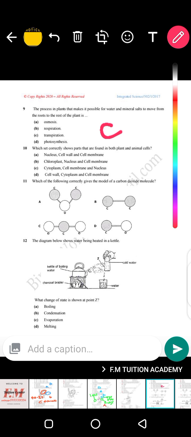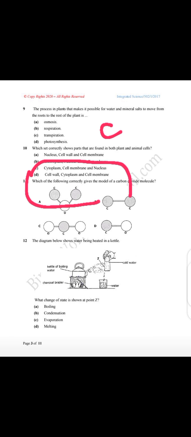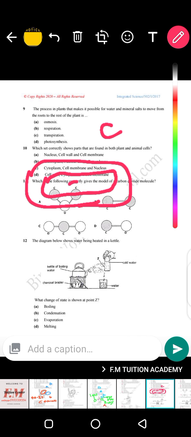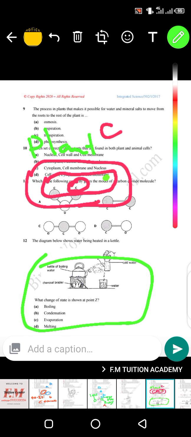Okay, and then they're saying, which set correctly shows those parts that are found in both a plant and an animal cell. So for example, an animal cell looks like how? It looks like this. Have you seen? This is an animal cell, like this. And then it has got a cell vacuole there, and here it has got a nucleus. And then that is a plant cell, sorry. This is a plant cell. And then an animal cell looks like this.